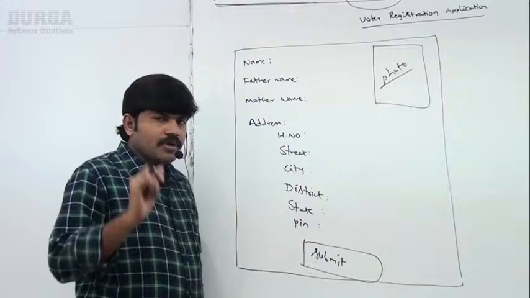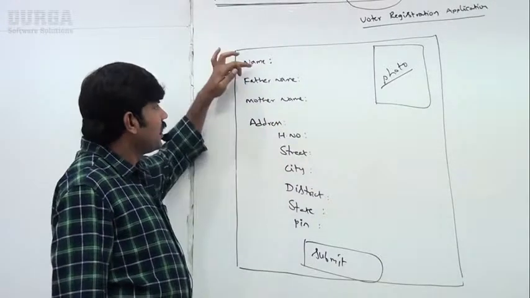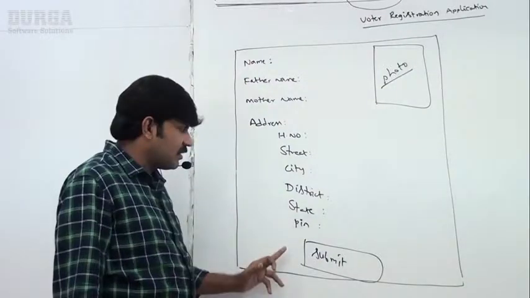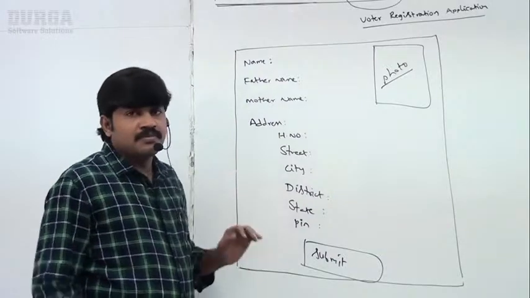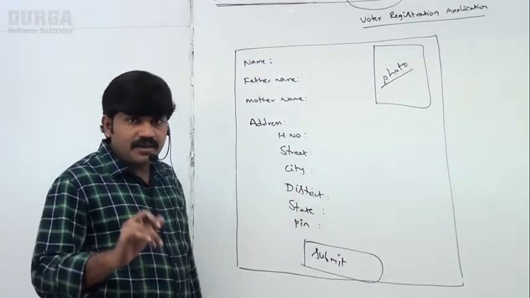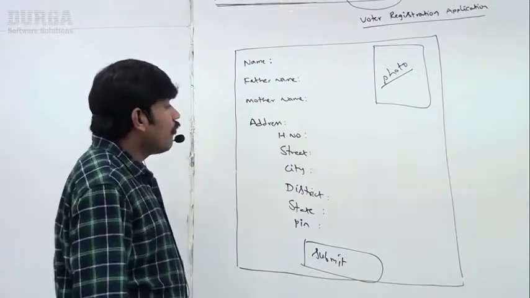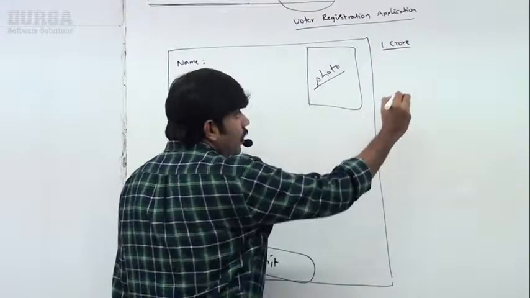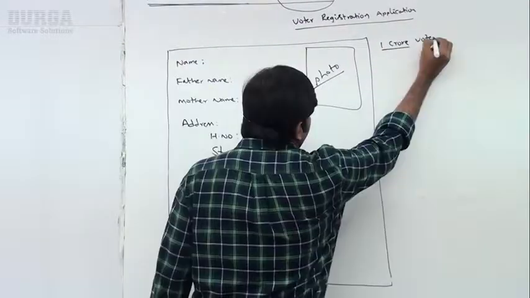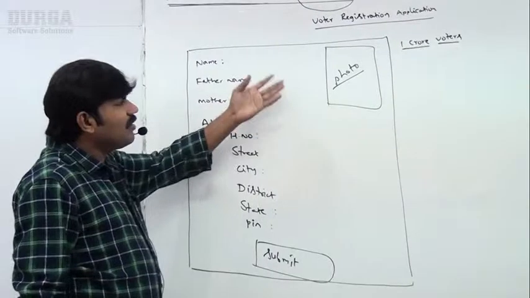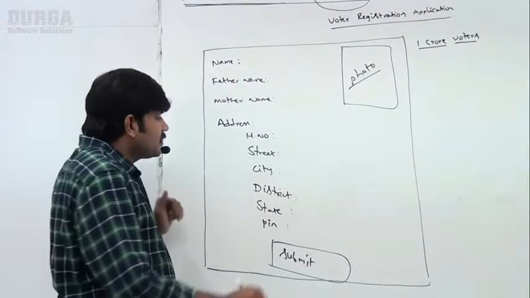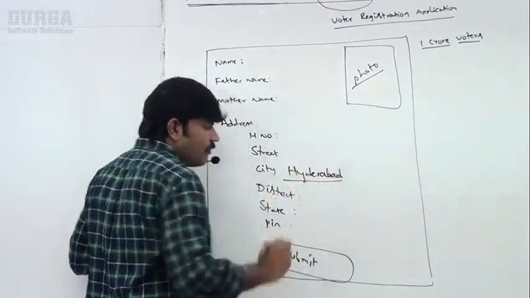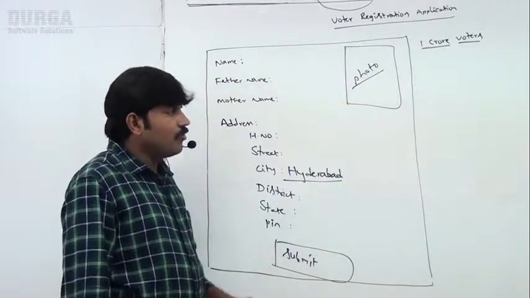Now take a bit of very special care. For every user, name must be required, father name must be required, mother name must be required, address, all these things must be required. Now, within Hyderabad, assume that, sir, India, Telangana, Hyderabad. Within Hyderabad, assume 1 crore voters are available. How many voters, right? 1 crore voters are available. Assume. Now, do you know, for all these 1 crore voters, what is the city name? Hyderabad only. Correct or not? For all 1 crore voters, what is the city name? Hyderabad only, right?